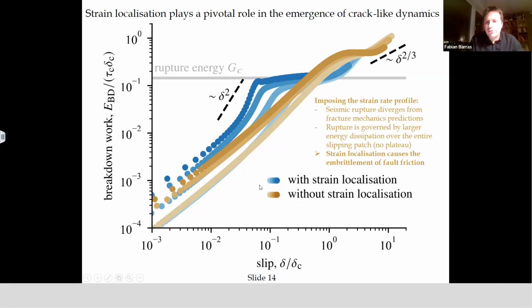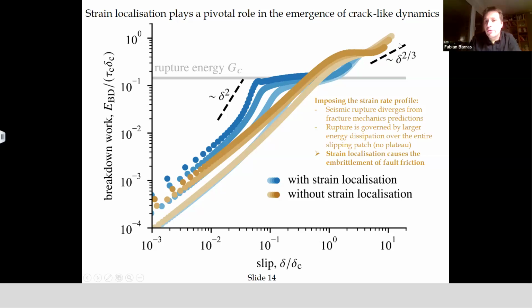And I forgot to mention that between blue and brown, it's exactly the same identical properties for the gouge, for the fault. The only difference is the possibility to localize or not. A way to see the consequence of larger energy dissipation is that we need almost twice a larger nucleus to trigger the rupture when we prevent the interface to localize. So it has direct consequences.